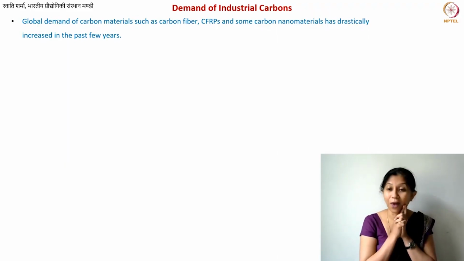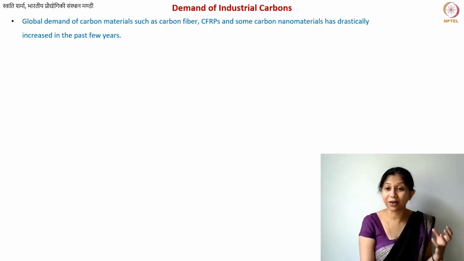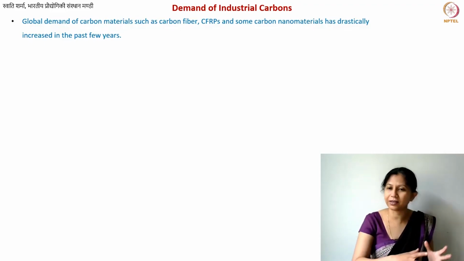And you know, one name that comes to your mind whenever you think of industrial carbons is carbon fiber. And not just carbon fibers, but carbon fiber reinforced plastics. They are used nowadays in the automobile industry extensively. They are also used in many other applications. So anything that should be lightweight and strong, you could replace metals with carbon fibers in principle. So this is one material whose demand has really gone up in the last few years.